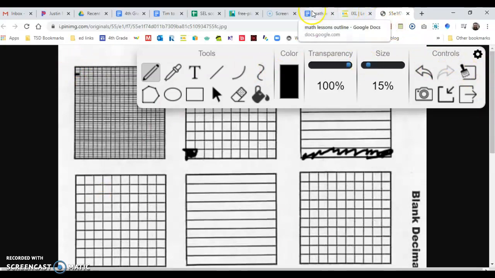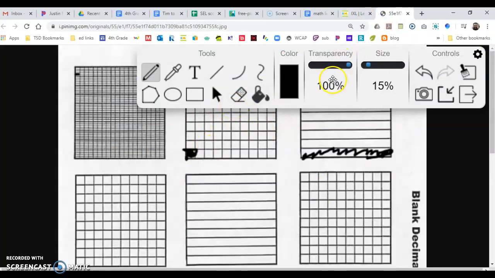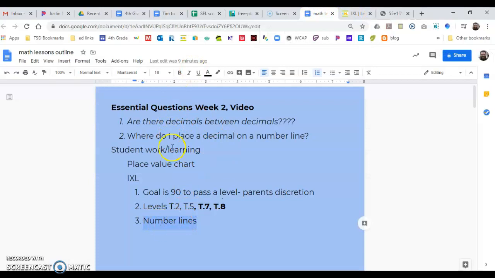We've worked on equivalencies. Today, we have a couple of essential questions as always. Are there decimals between decimals? It's kind of like, are there worlds between worlds, if you're a Marvel fan. Where do I place a decimal on a number line? Today's tool is primarily number lines, kids. Again, we've done quite a bit with models like this and some writing of numbers with words. Now we're moving firmly into number lines.